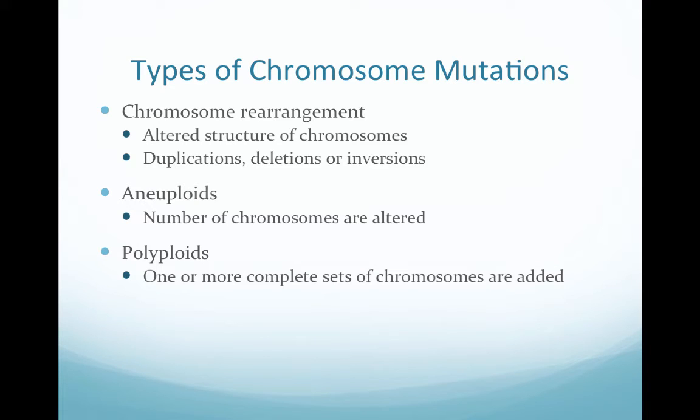All right, so let's dive into more of Chapter 8 and talk about some chromosome mutations. There's three major kinds: rearrangement, aneuploid, and polyploid. Chromosome rearrangements can come in a couple of different varieties, but all of them have to do with the actual structure of the chromosome being altered in some form.